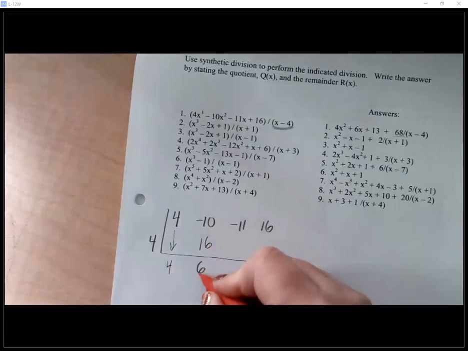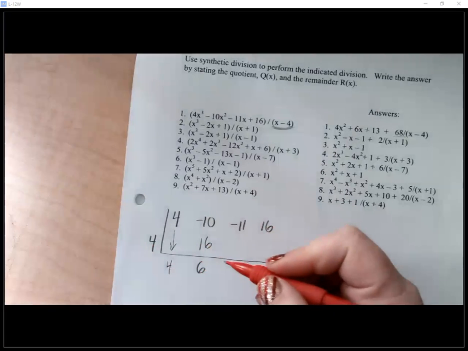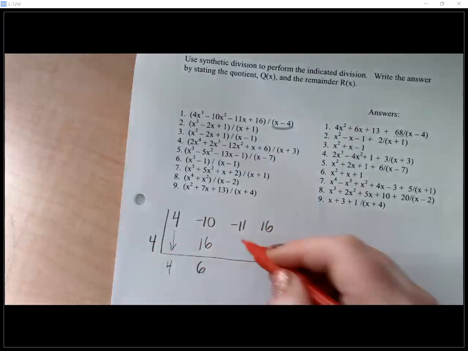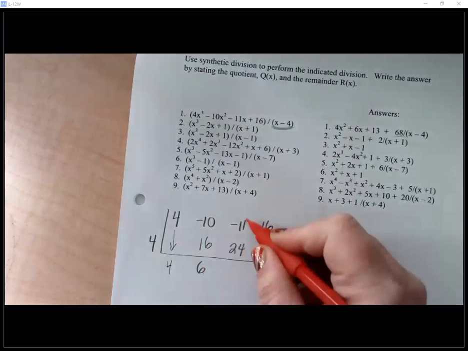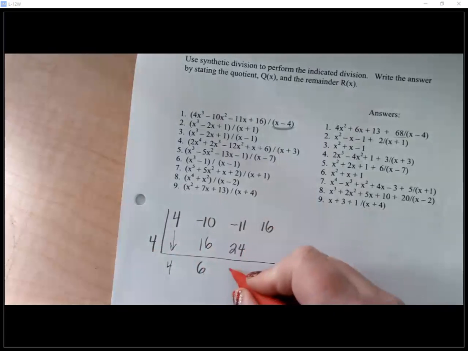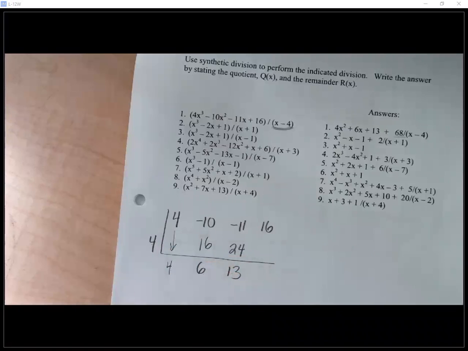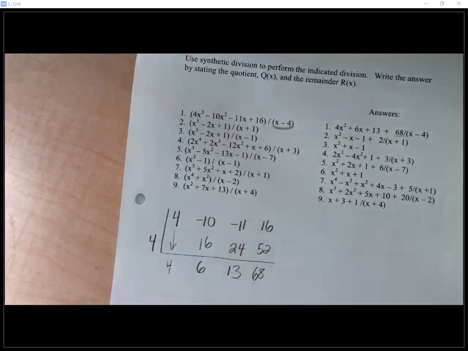And then I basically keep this process going. I'm going to do 4 times 6 now, which of course is 24. So I would just write that over here. Add these two together. I'm left with a 13. And then I do it one more time. 4 times 13 is 52. 52 and 16 is 68. Okay. Right? Or did I mess up? No, I'm right.